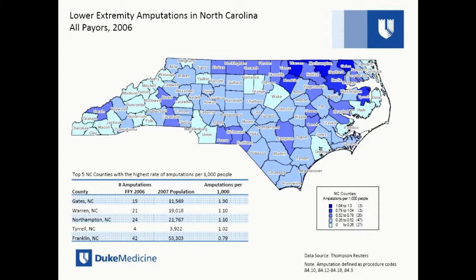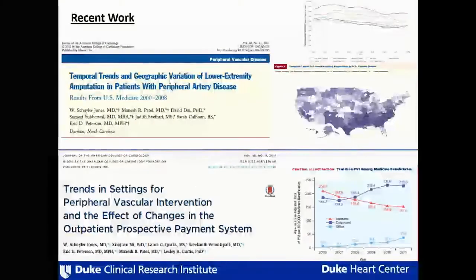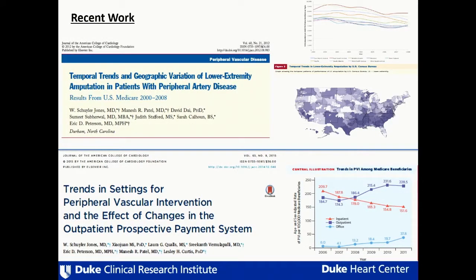This royal blue here is where the highest rates are. The lowest rates are obviously the lighter colored counties. I'll come back to this at the end. Most of the work that I've done has looked at trends of amputation and the factors associated with major amputation in Medicare, and then looking at PVI and how it's applied both before and after amputation in the same or similar populations.